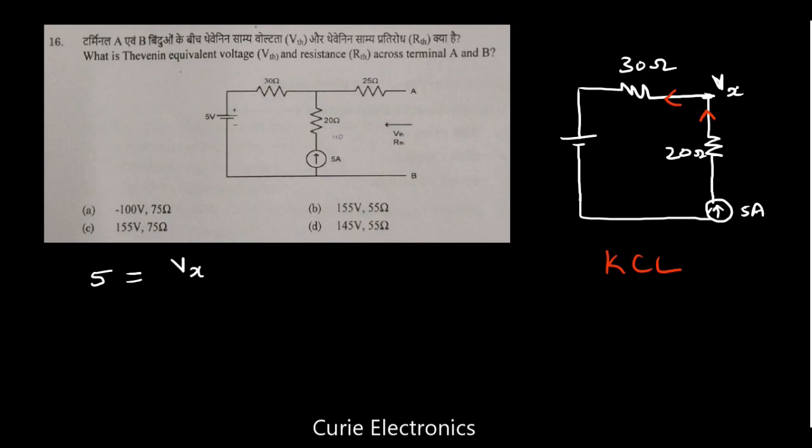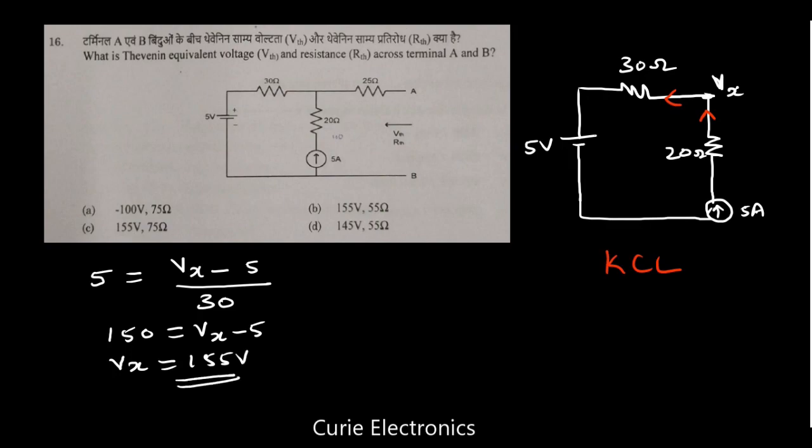So what is the current leaving? That is Vx minus 5 volt upon 30 ohm. If you cross multiply, what you'll get? 150 equals Vx minus 5. So what is Vx? 155 volt. So the open circuit voltage Vx we got is 155 volt. Now we have to find the equivalent resistance. For the equivalent resistance, what do you do? The voltage source you have to replace with a short circuit.